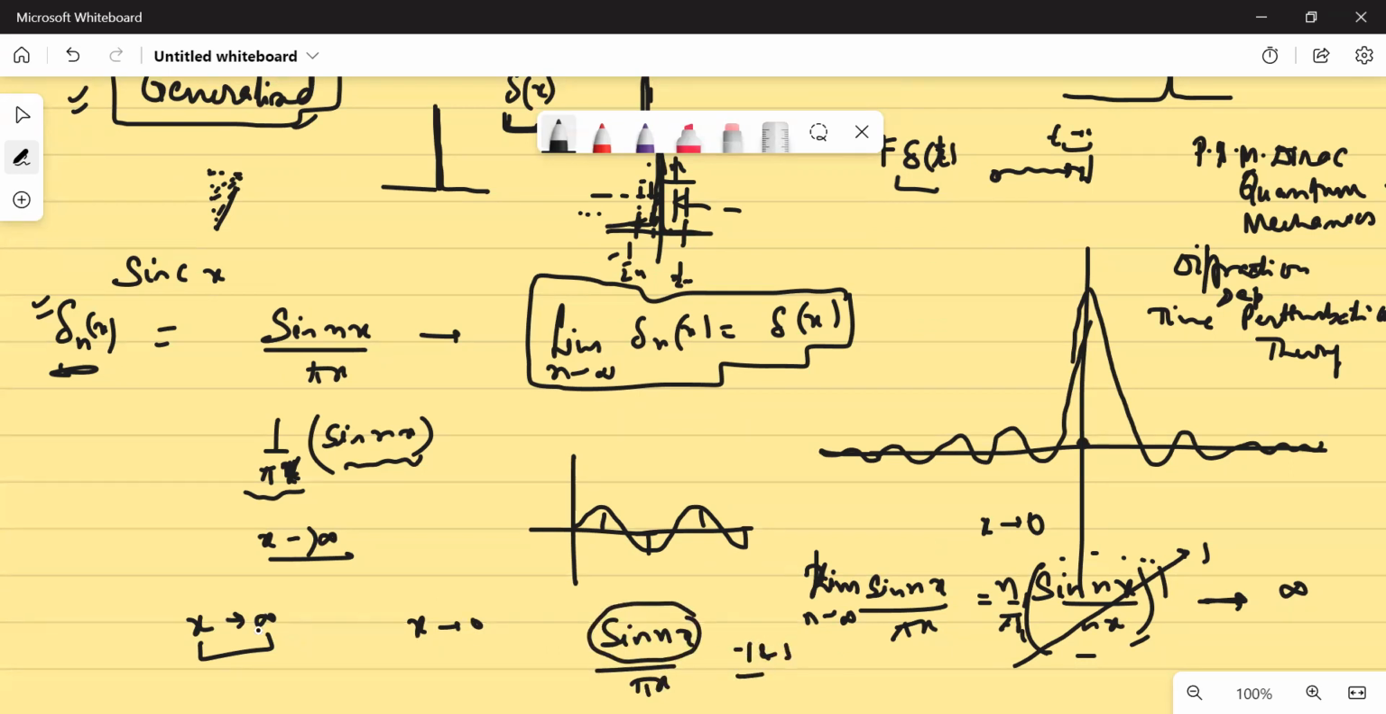Even as large as you may take x, sine being an oscillatory function, sine will always remain between -1 and 1. And this particular function, 1 upon pi x, will blow up. So overall, for large values, it is quite clear that sin nx upon pi x, irrespective of what your n is, will tend towards zero only. So eventually these oscillations will fade out.